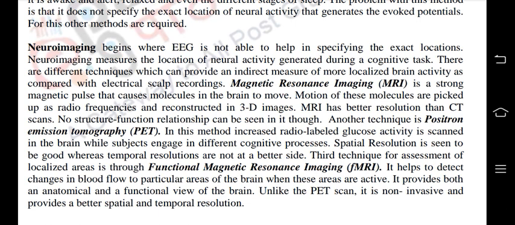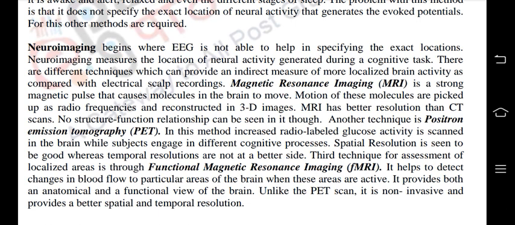Another technique is positron emission tomography, or PET. In this method, increased radio-labeled glucose activity is scanned in the brain while subjects engage in different cognitive processes. Spatial resolution is seen to be good, whereas temporal resolution is not as good.